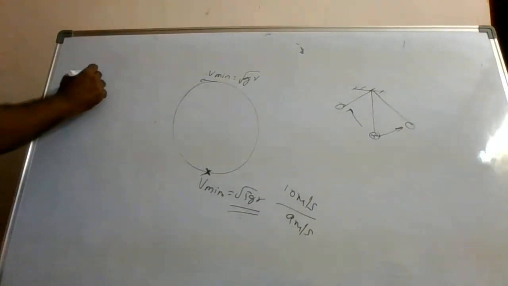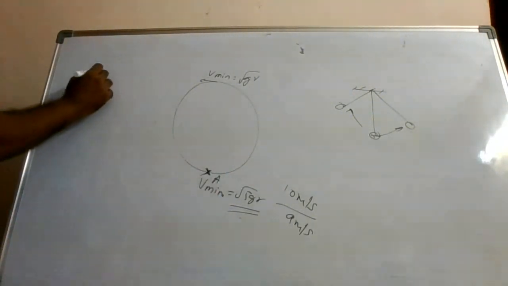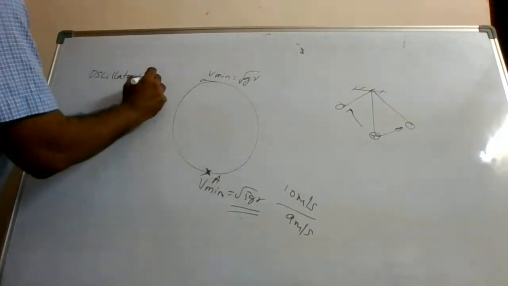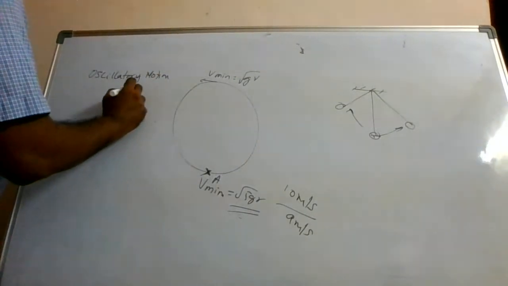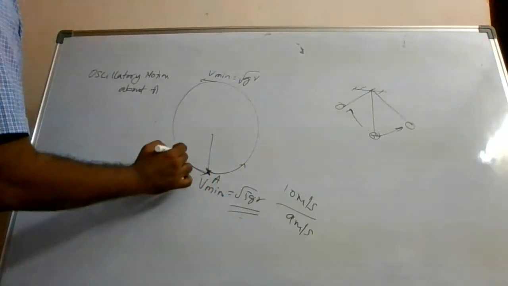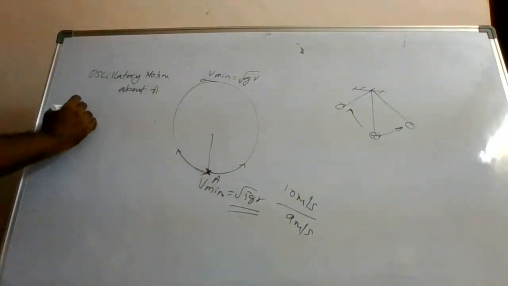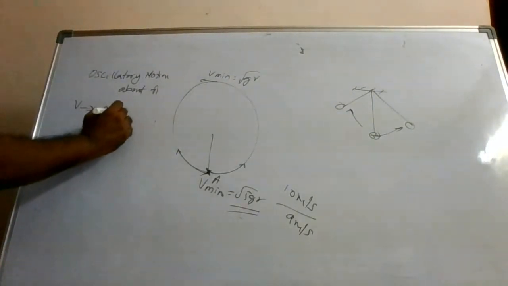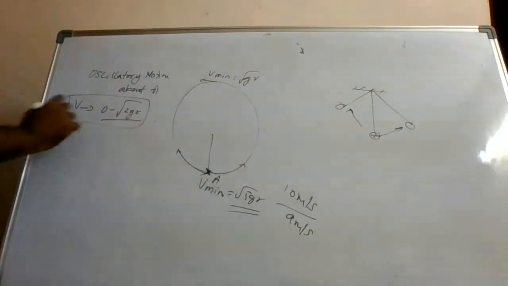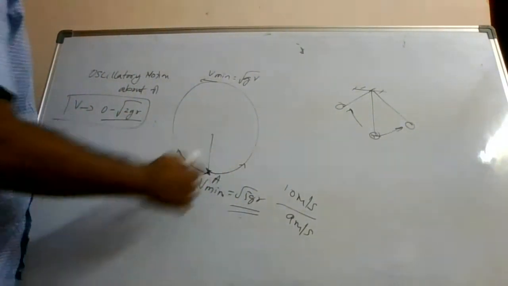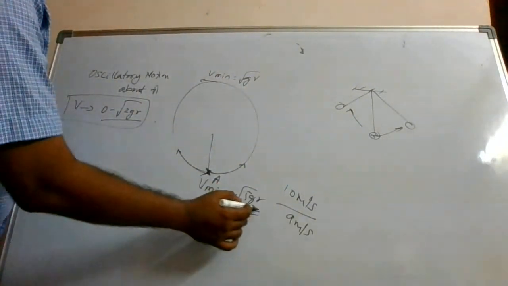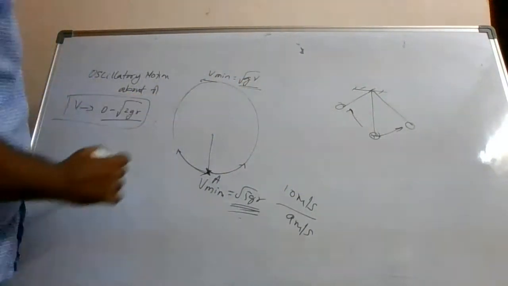For oscillatory motion to happen about this point, let us say A, that means this is the string. It will go up to here, come back, go up to here and come back. The condition is V should be between 0 to root over 2GR. Alright? Then this oscillatory motion will happen. But if a full circular motion has to happen, it should be minimum root over 5GR here and root over GR at the topmost point.